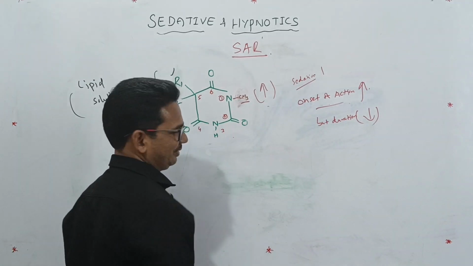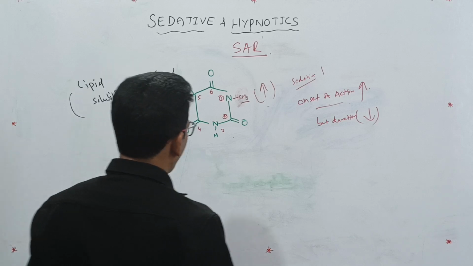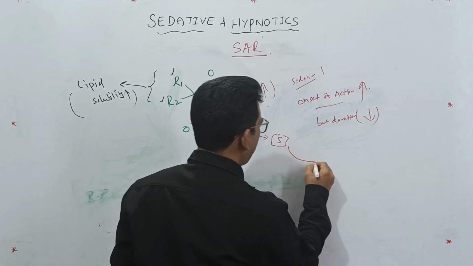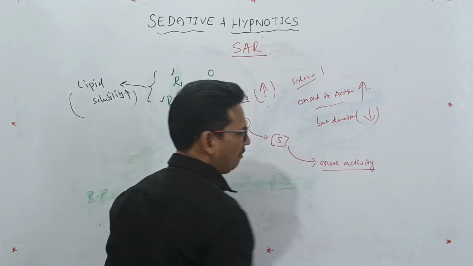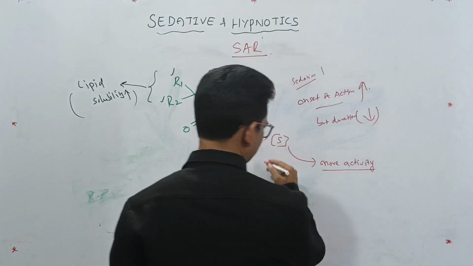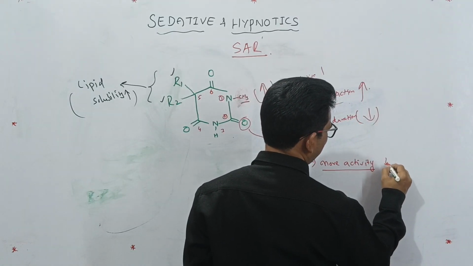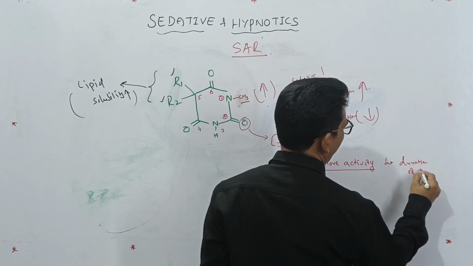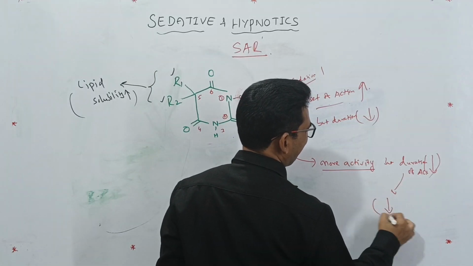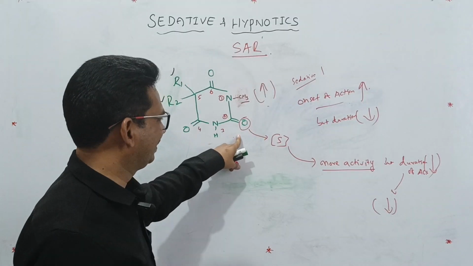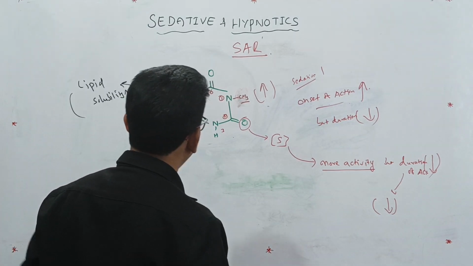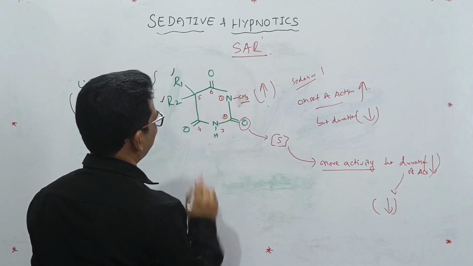Now you can see this second position plays the vital role. This oxygen we can replace with sulfur. Replacing with sulfur means faster onset and more activity, dramatic, about 100 times the activity is going to increase. But again the duration of action decreases. What we did here: activity will be more, but the duration will be less.